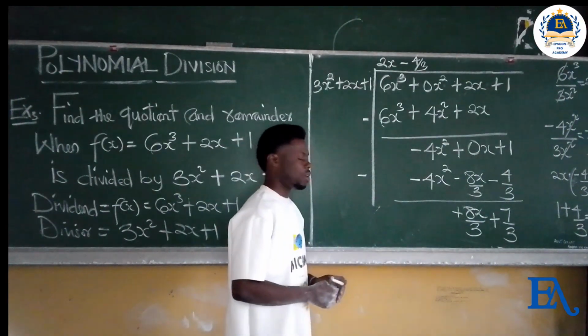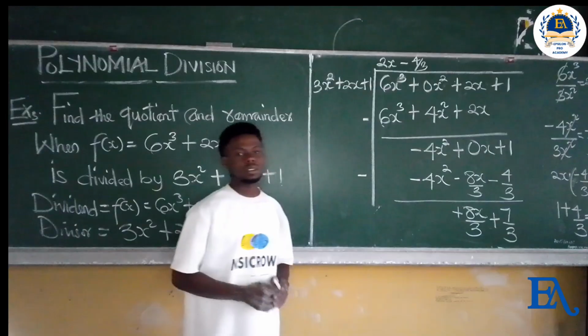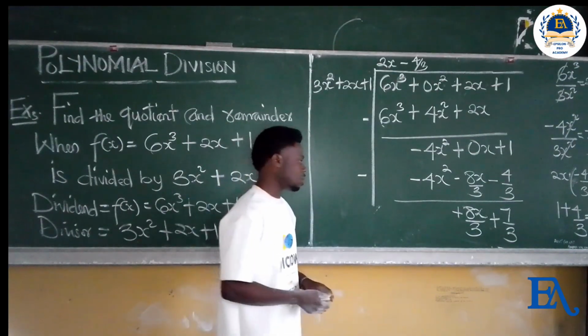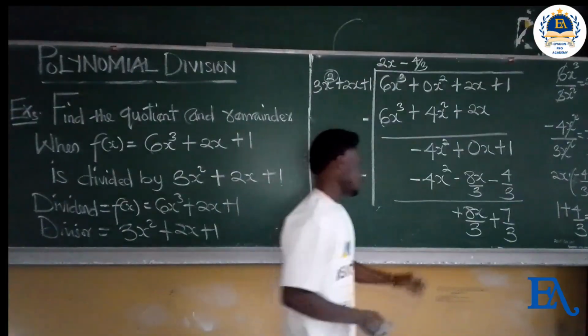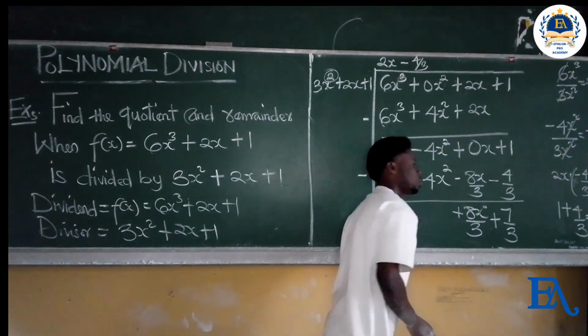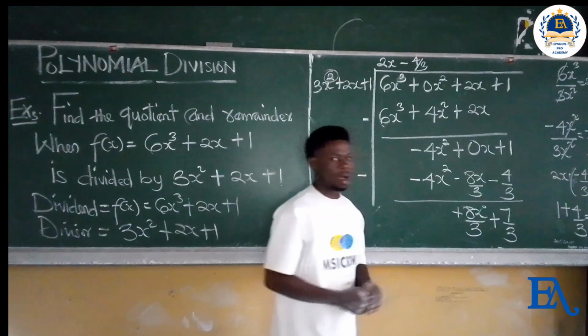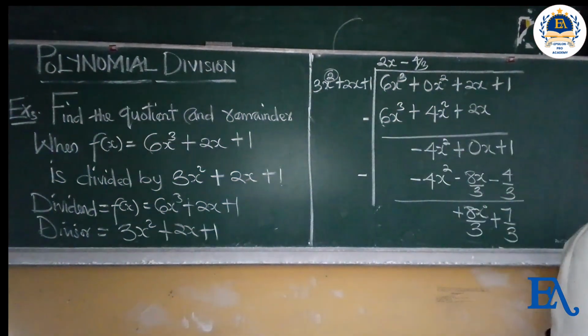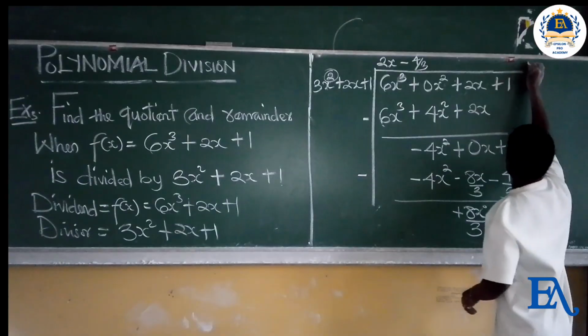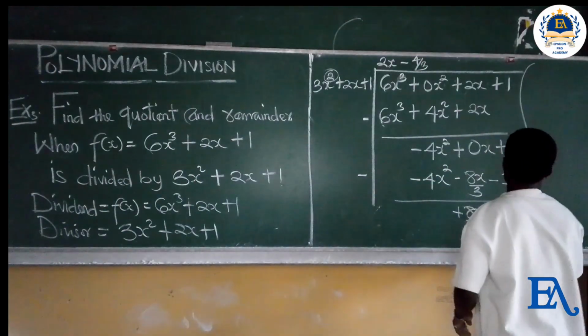So this becomes the final result. At this point, we cannot divide further. The reason is because the power of this variable is greater than the power of this variable. So this becomes a remainder. Now the question is, find the quotient and remainder.